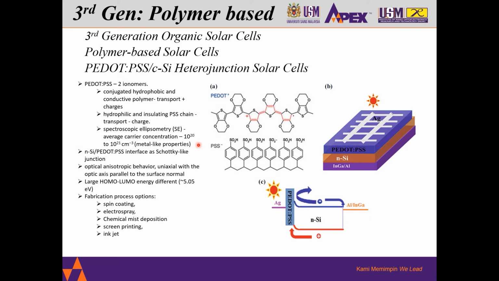These are the most famous and the most thoroughly researched polymer-based solar cells. It is PEDOT:PSS with silicon crystalline heterojunction solar cells. This is the chemical structure for this type of PEDOT:PSS. This consists of two ionomers. The first one is PEDOT. One ionomer is the conjugated, hydrophobic and conductive polymer, which transports the positive charges. Another ionomer is the hydrophilic and insulating PSS chain, which transports negative charge.